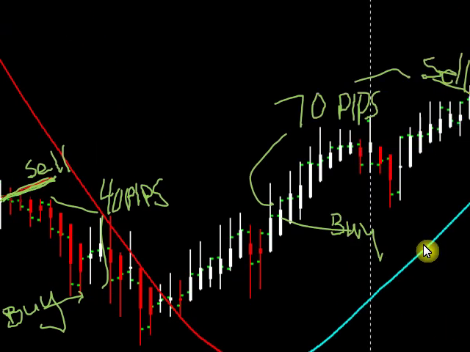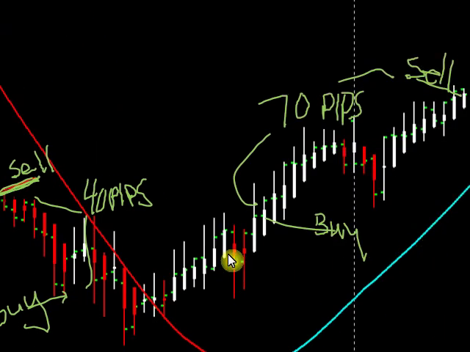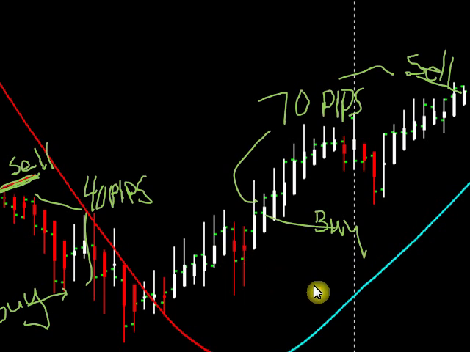And as I said just a few minutes ago, it's either a 1 or 2 candle pullback. No more than that. I don't use 3 candle pullbacks or 4 candle pullbacks. I only use 1 or 2.